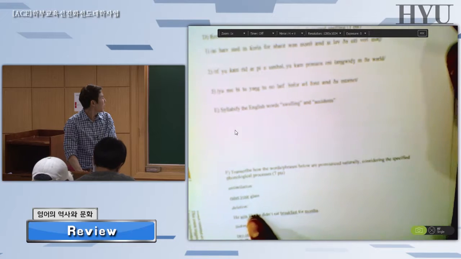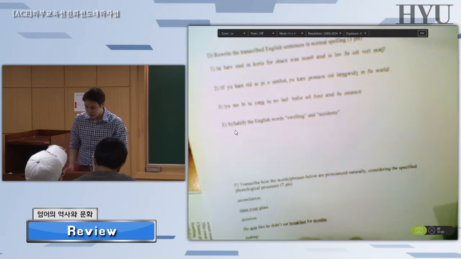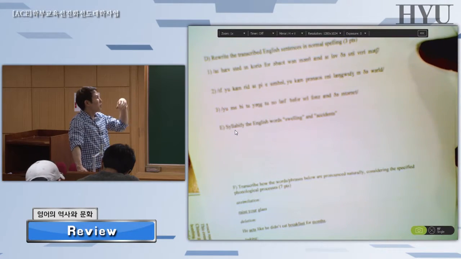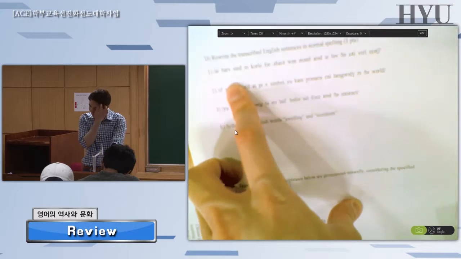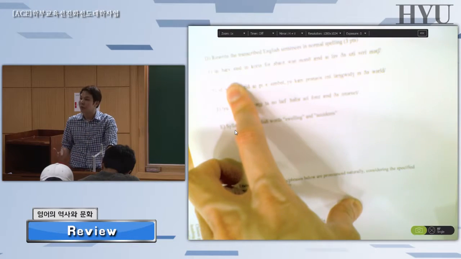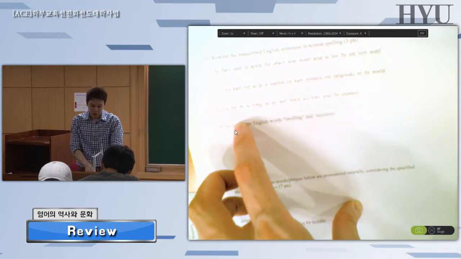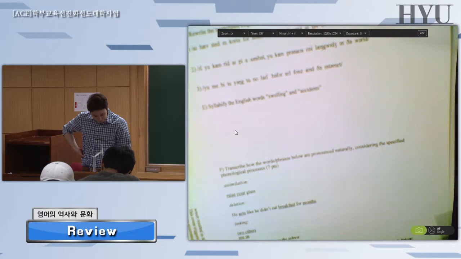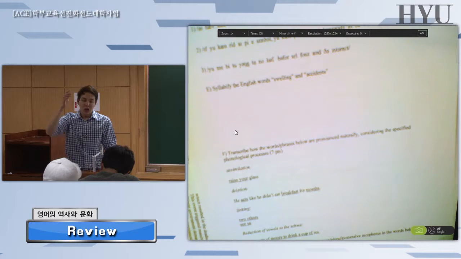And the next part is what we call the reverse of transcription. I give you the transcription, but you should be able to write out the English pronunciation, right? Should be able to write out the English sentences, right, in normal spelling. So you should be able to do that, the reverse of transcription. And then that's for the phonetics chapter.